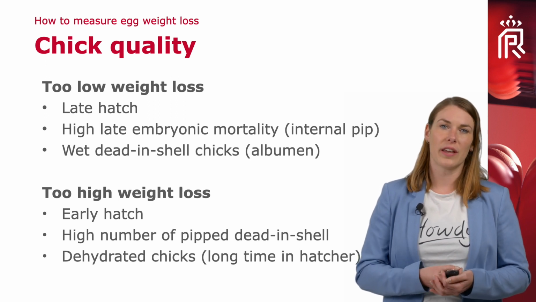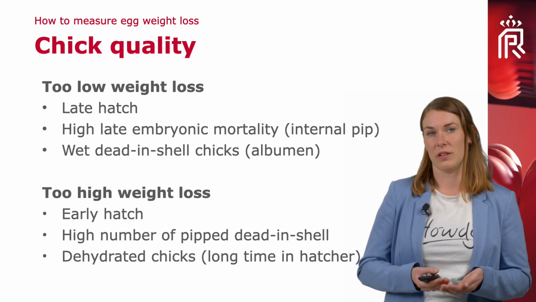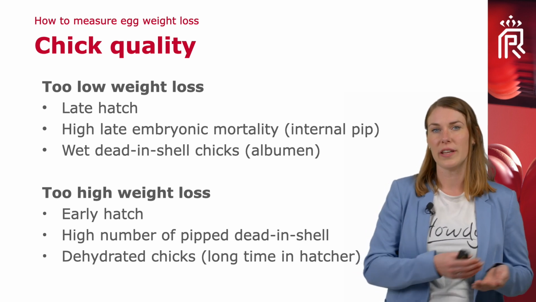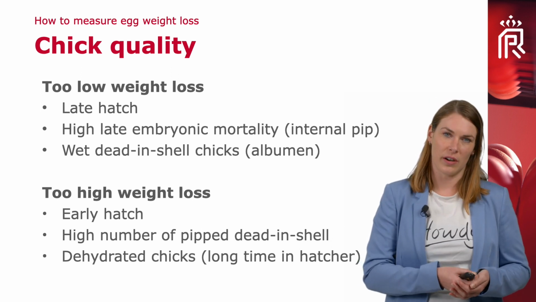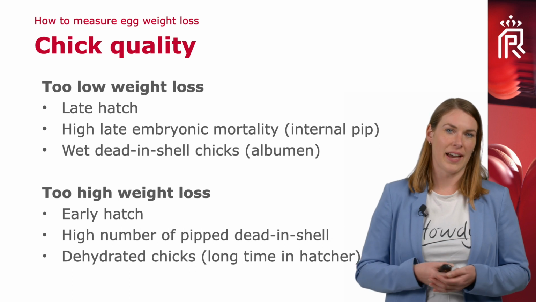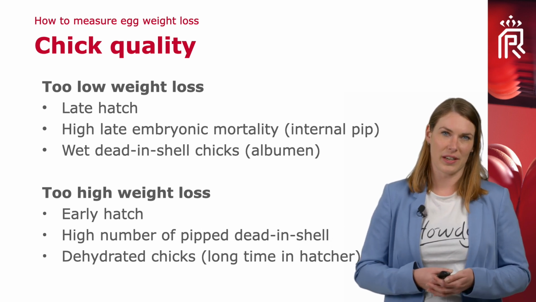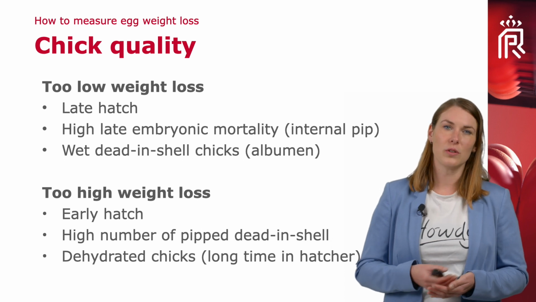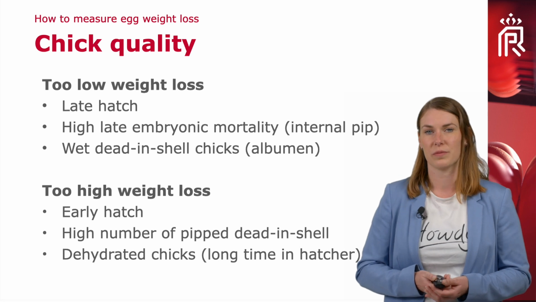Now if we take a look at too high egg weight loss, we actually see the vice versa, the early hatch. So these chicks hatch earlier, so they would be in the hatcher for longer too. So these would actually show dehydrated. We also see, again, a high number of pipped dead-in-shells.